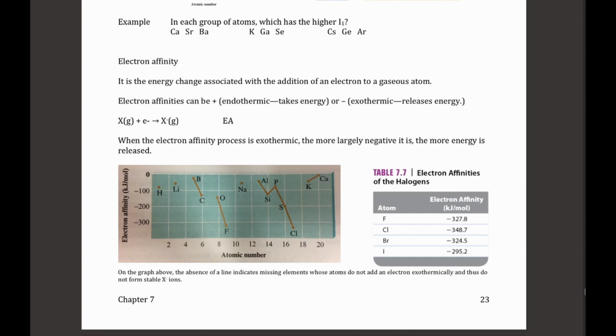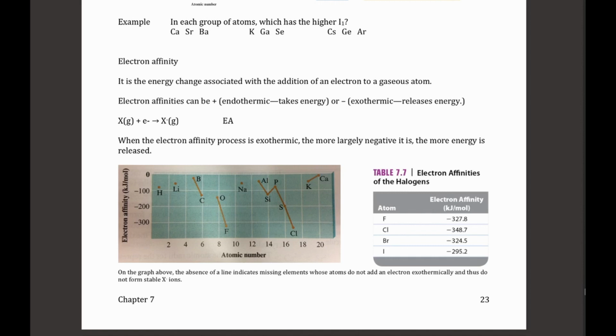So that reaction we could symbolize as X(g) plus an electron yielding X⁻(g), so gas phase. So we're adding an electron. The electron affinity describes the energy required. Unlike ionization energies, electron affinities can be positive, endothermic, taking energy, or negative, exothermic, releasing energy.